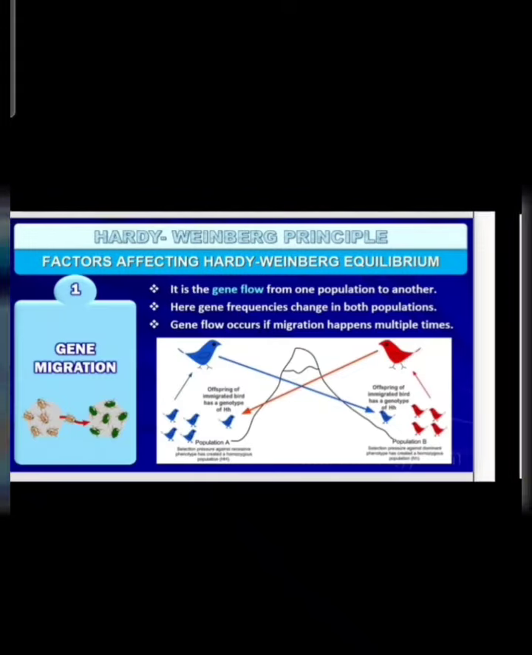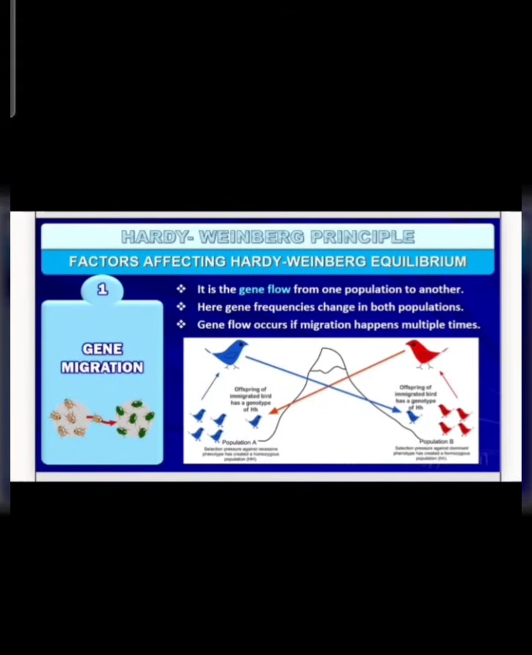Next, we can study the factors one by one. What is gene migration? It is the gene flow from one population to another population. Here the gene frequencies change in both populations obviously, and the gene flow occurs in the migration if the migration happens multiple times.